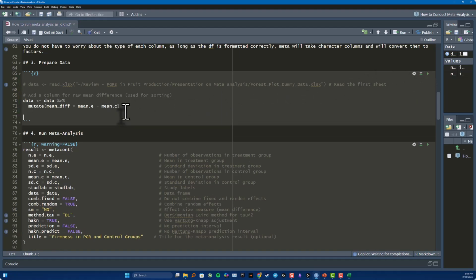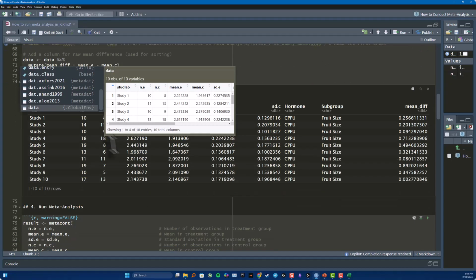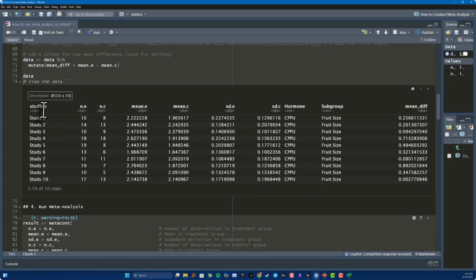And just so we can understand how that looks, I will show us the data now. So now we have study label, we have number of observations, we have the means of the papers, standard deviations, and then we have the mean difference as a new column that is computed as the difference between the control and the experimental group.